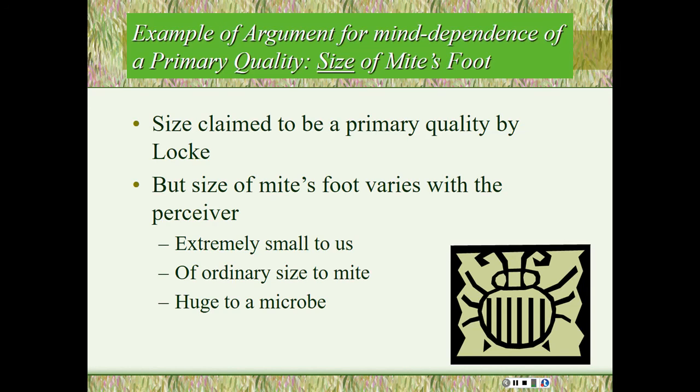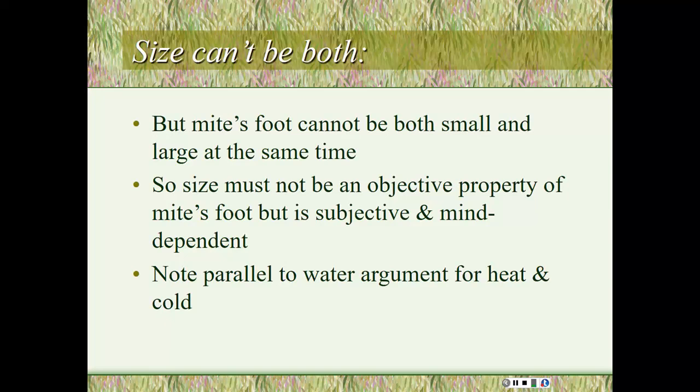So what's he saying? He's saying a primary property like size is mind dependent and relative to the perceiver. Because he says the mite's foot can't be two opposite properties, can't be both small and huge, the way it's perceived differently by different organisms. So he says, how do we get out of the contradiction? The same way we got out of the contradiction with the secondary property of heat and cold, by claiming that size is subjective and in us, and there's no such thing as the size of the mite's foot. Size is dependent on and relative to a perceiver.